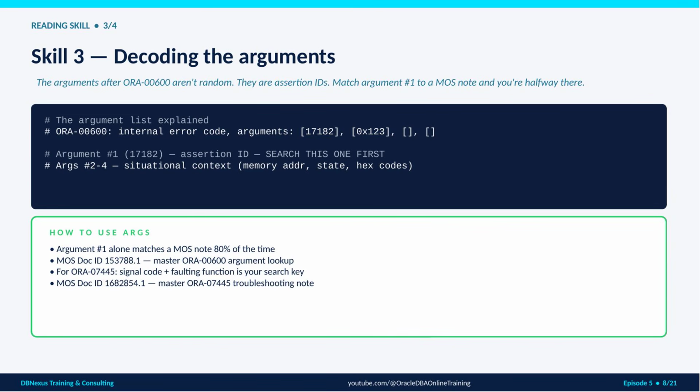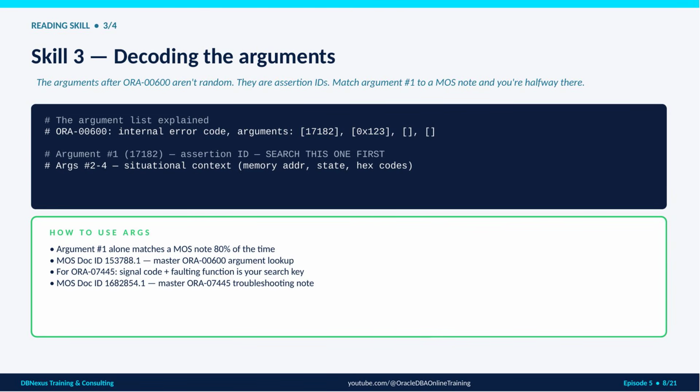For ORA-600, MOS doc ID 153788.1. That's the master lookup. Every common assertion ID is there. For ORA-7445, MOS doc ID 1682854.1. Same lookup pattern, different error family. Argument 1 plus your version plus your platform gets you to the fix 80% of the time.